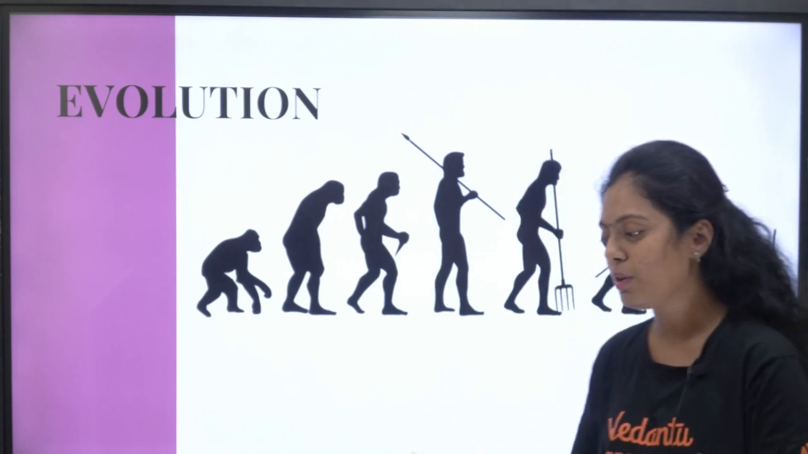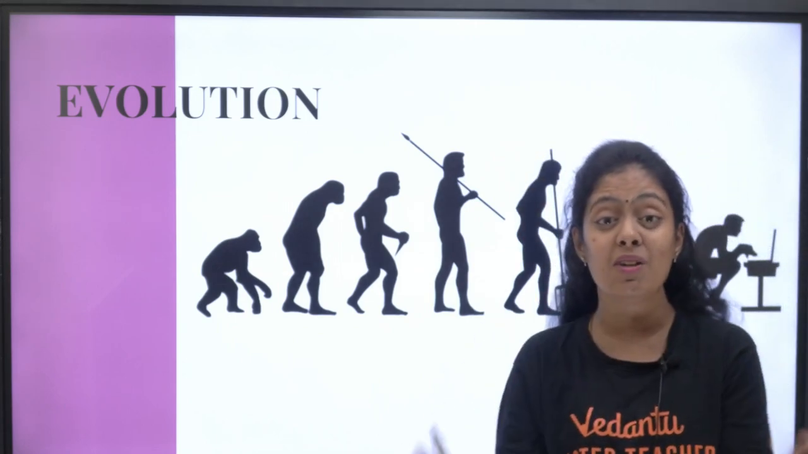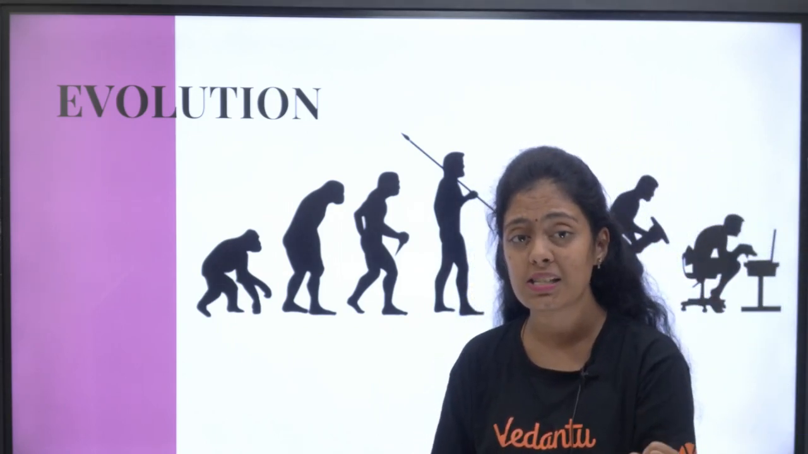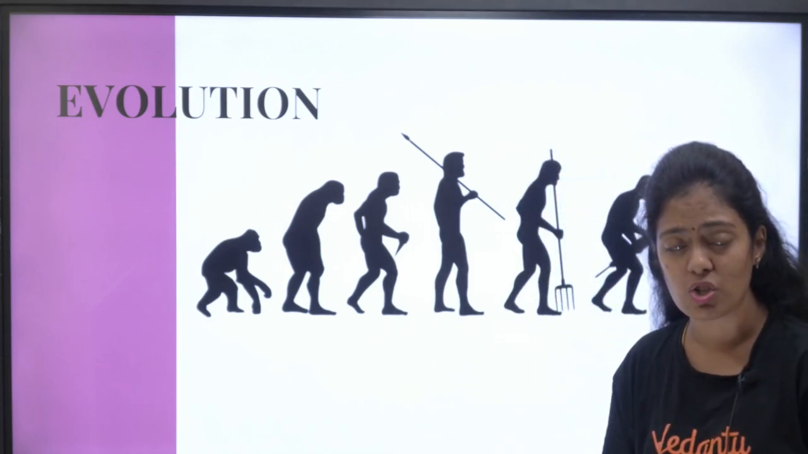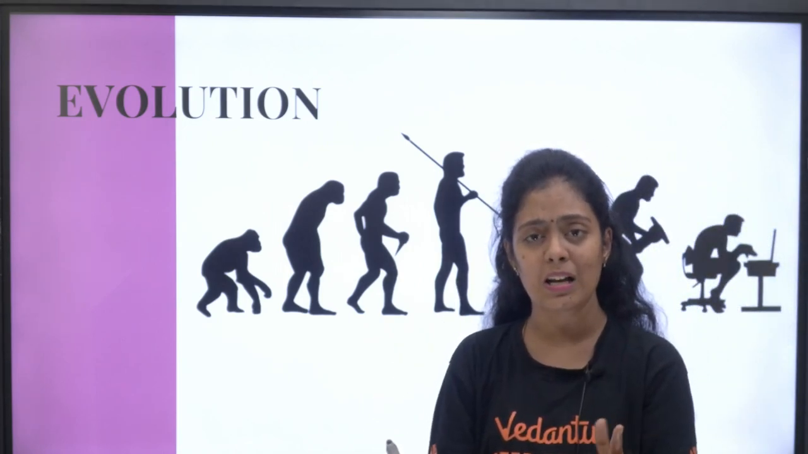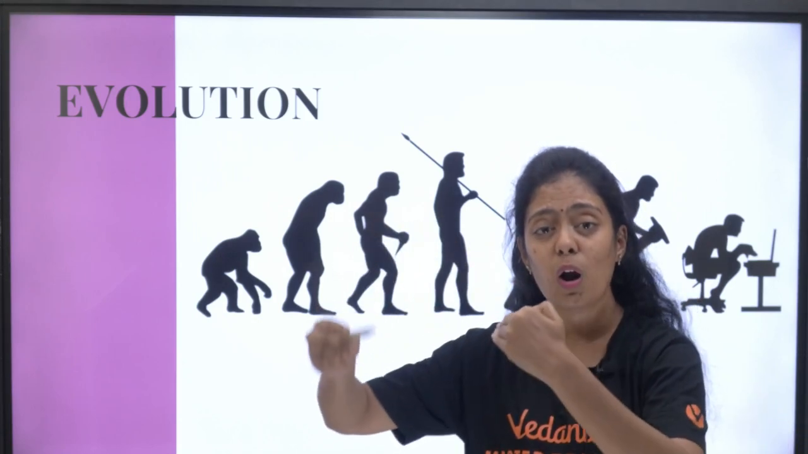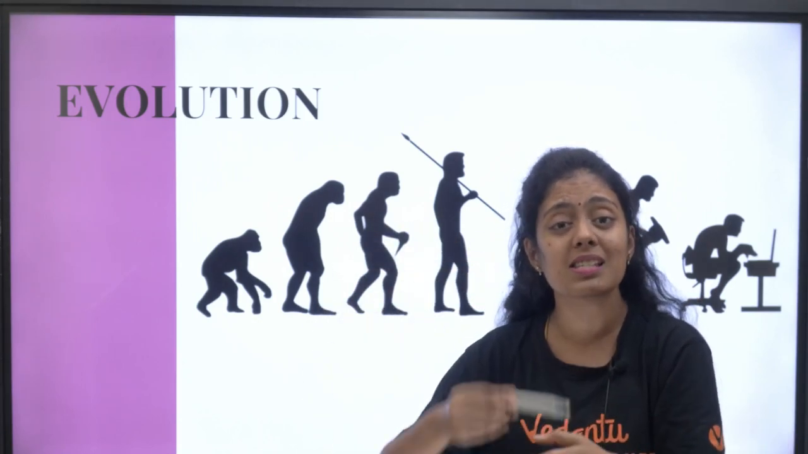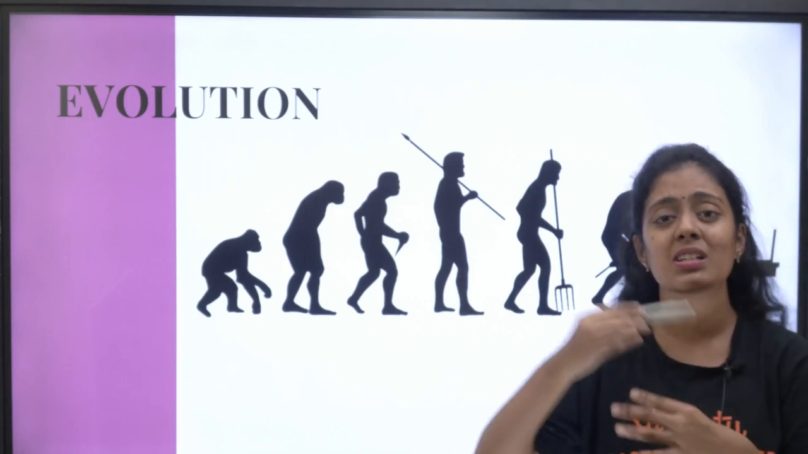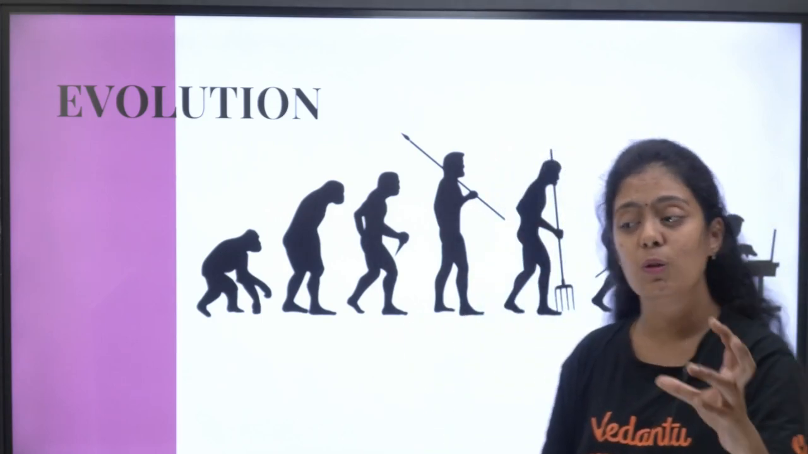Innikku nama paaka pora chapter romba romba mukkiyamaana chapter, evolution. Especially from board exam point of view, this is a very very important chapter. Evolution na enna pasangla, so an organism is evolved. Evolution na, there is a constant improvement, there is a constant development, adha da nama evolution nu solrom.